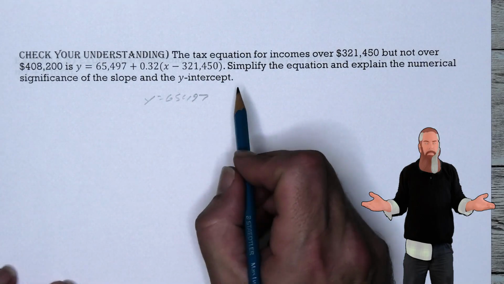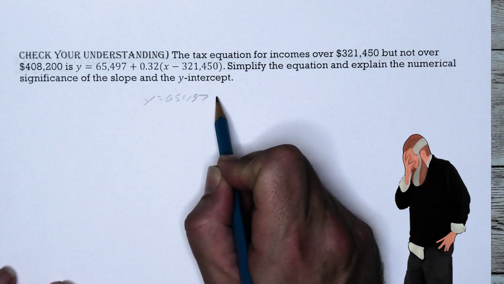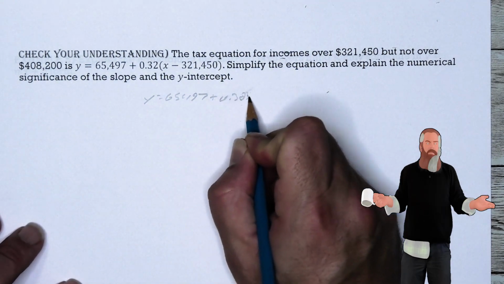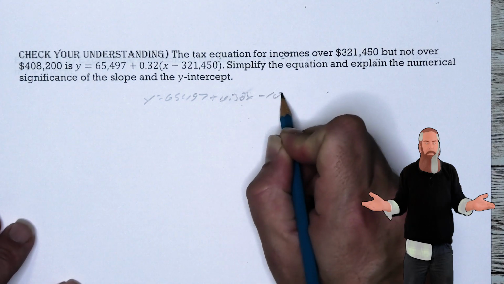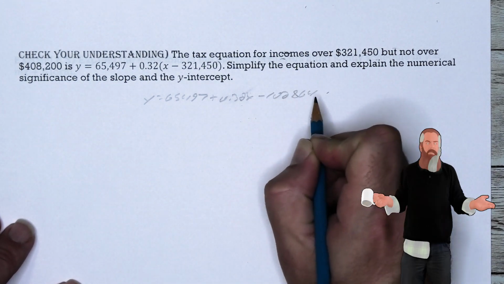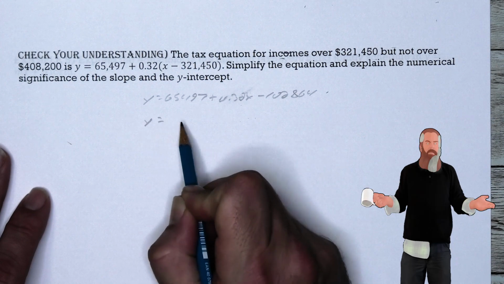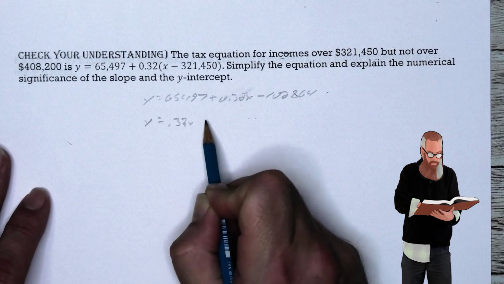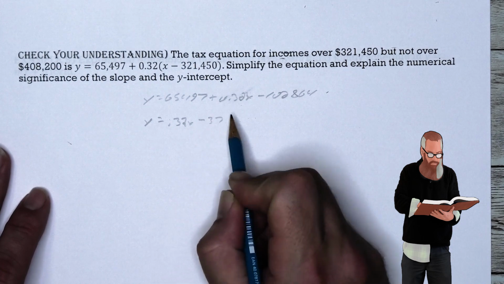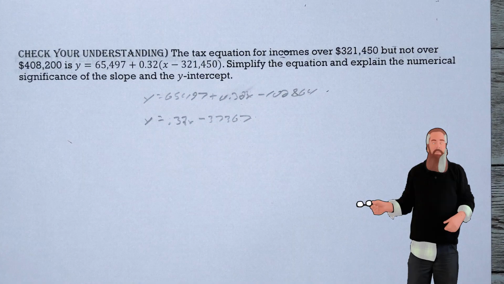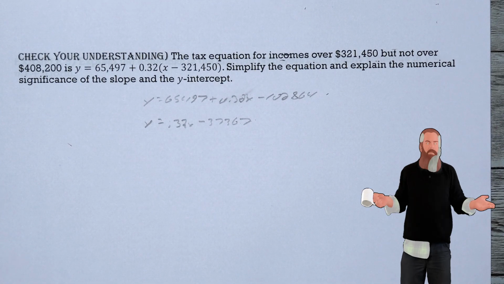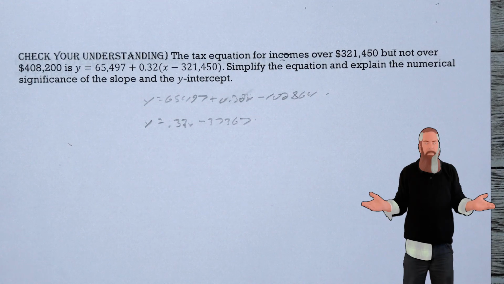So the first thing we're going to do is distribute that 0.32 into the parentheses. This is going to give us 0.32x minus 102,864. Now we need to combine like terms so we can get 0.32x minus 37,367. The slope is the multiplication amount in the row of the tax computation worksheet, and the y-intercept of negative 37,367 is the subtraction amount.